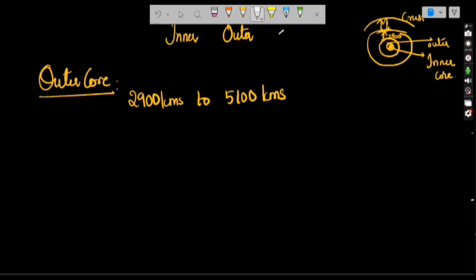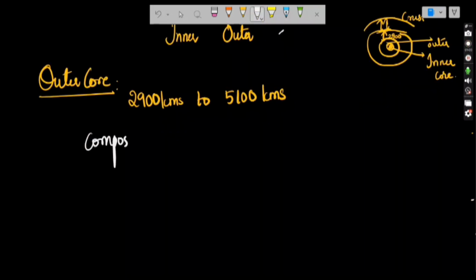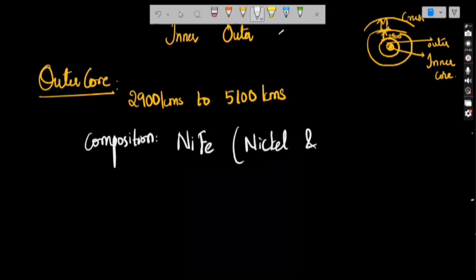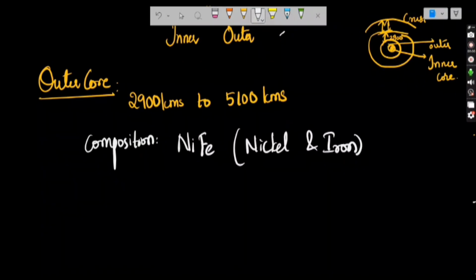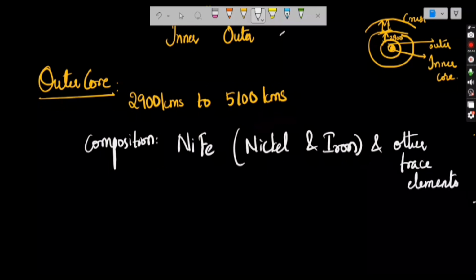Then composition. So what will be the composition of outer core? So the composition of outer core is NIFE, nothing but nickel and iron. When it comes to composition, nickel, ferrous, and also some other trace elements will be there. So few elements will be there in this outer core.